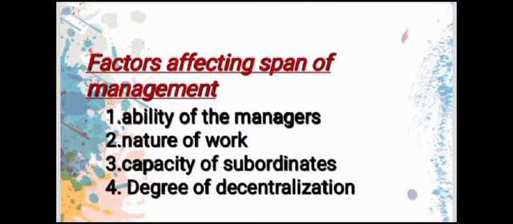Next, we discuss the factors affecting the span of management. The first factor affecting the span of management is the ability of the managers. Here the managers mean the superiors. If the superior has the ability to control a greater span of subordinates, then a larger number of subordinates can be kept under one superior. If the ability of the superior to control is less, then a smaller number of subordinates can be kept. This is the ability of the managers.